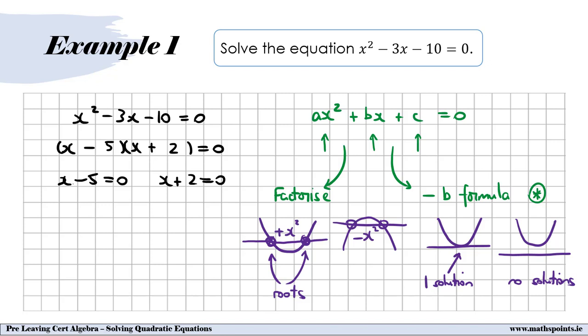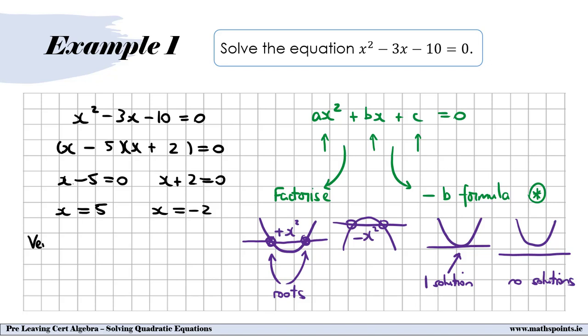If x minus 5 equals 0, well then I'm going to collect the x terms on the left side, so x, and the number terms on the right hand side. That means adding a 5 to both sides, and I get my first solution, x is equal to 5. And then on the other linear equation, x plus 2 equals 0, I'm going to leave the x on the left hand side, and I'm going to subtract the 2 from both sides to give me x equals minus 2. And so these are the solutions to this quadratic equation.